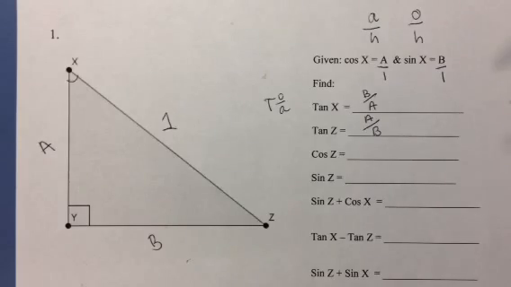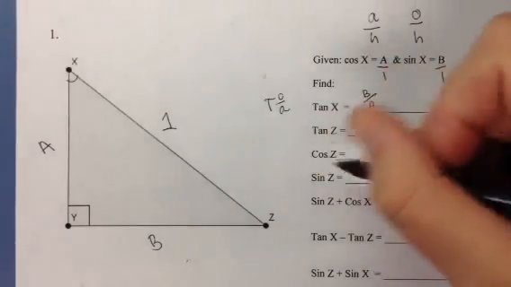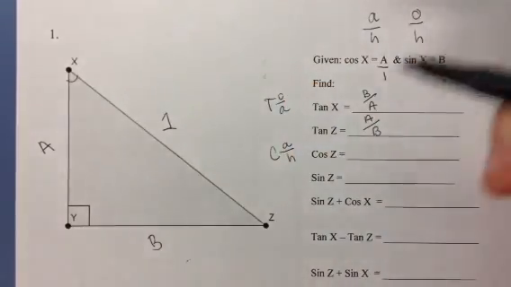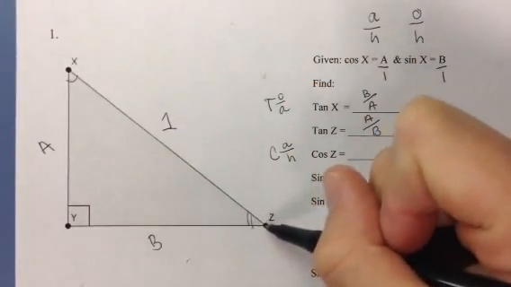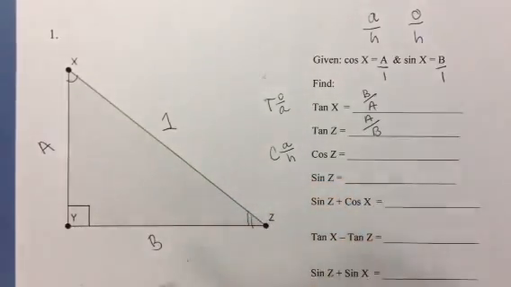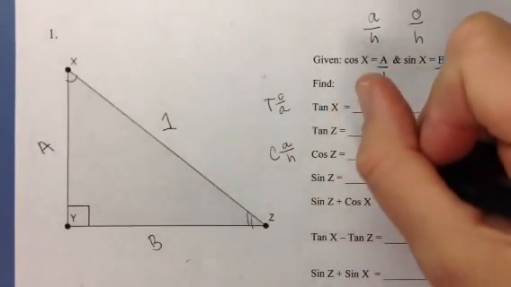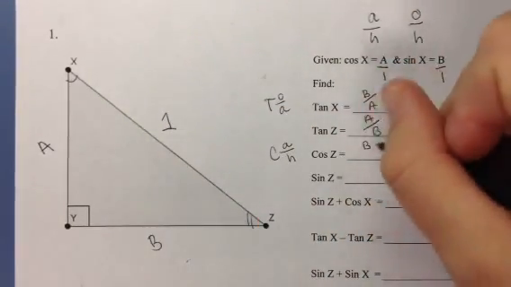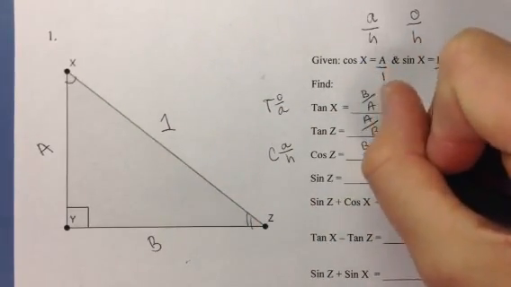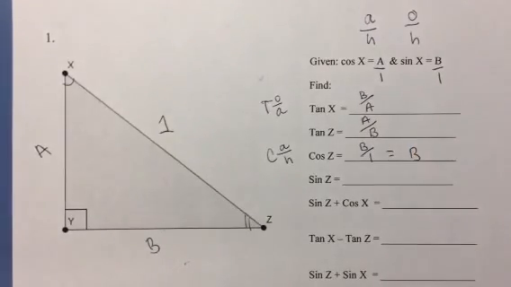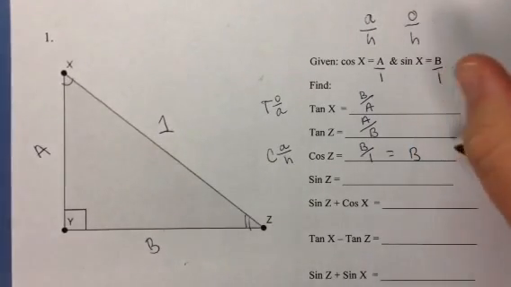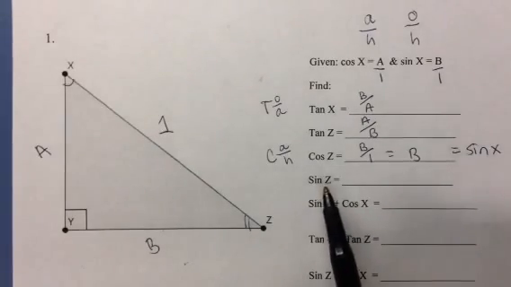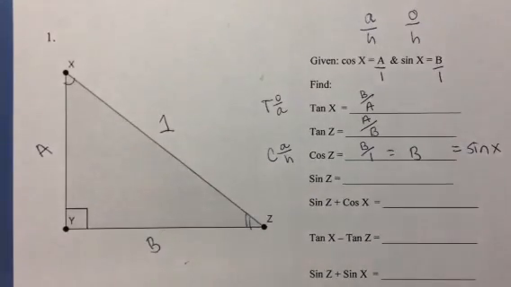For the cosine of z, the cosine of angle z, we said cosine is adjacent over hypotenuse, and now we have to look at angle z. Well, the adjacent side is going to be this side we're labeling b. So that's going to be side b. The hypotenuse is 1. So we would get b over 1, which is just the same as b. Now you notice that the sine of x was also b. So the cosine of z and the sine of x are the same value.